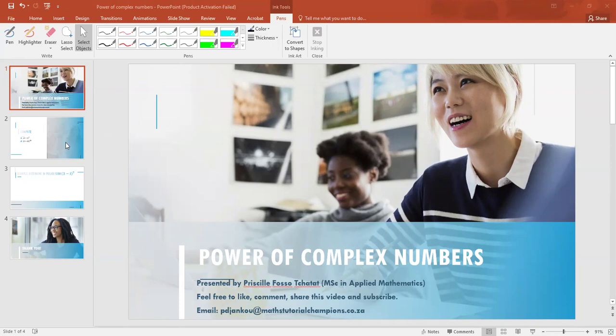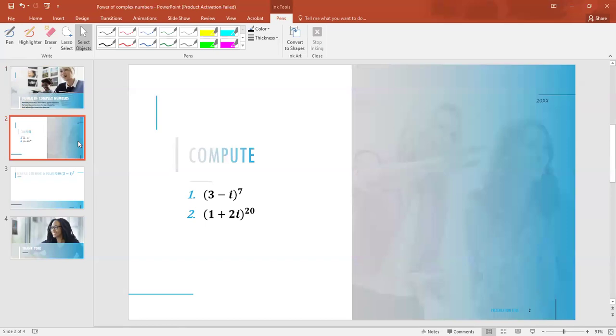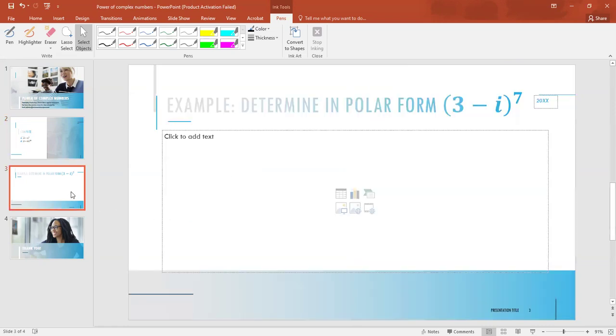What if I told you to compute the complex number 3 minus i to the power 7, or the complex number 1 plus 2i to the power 20? You might say, nope, this is not possible, because I have to expand this 7 times for the first one to obtain the complex number you need. But believe me, this is where your minds are going to be blown, simply because we are going to introduce what we call the Moivre theorem.